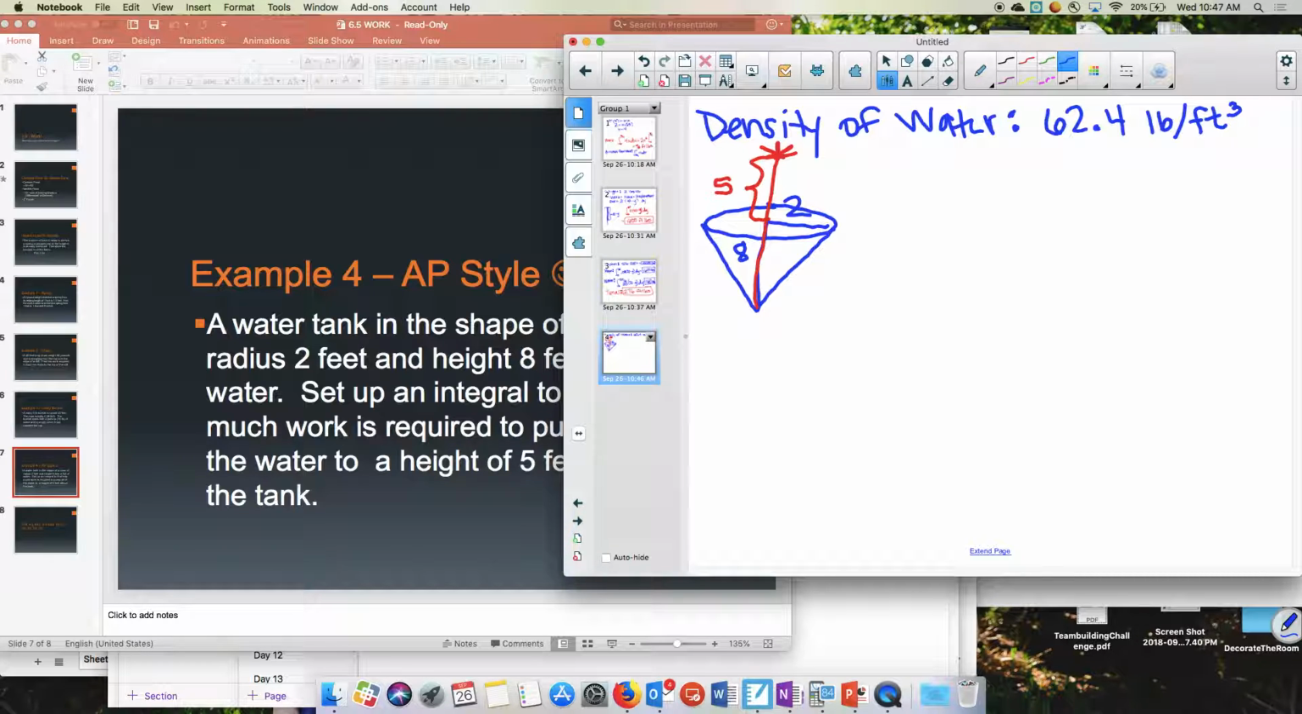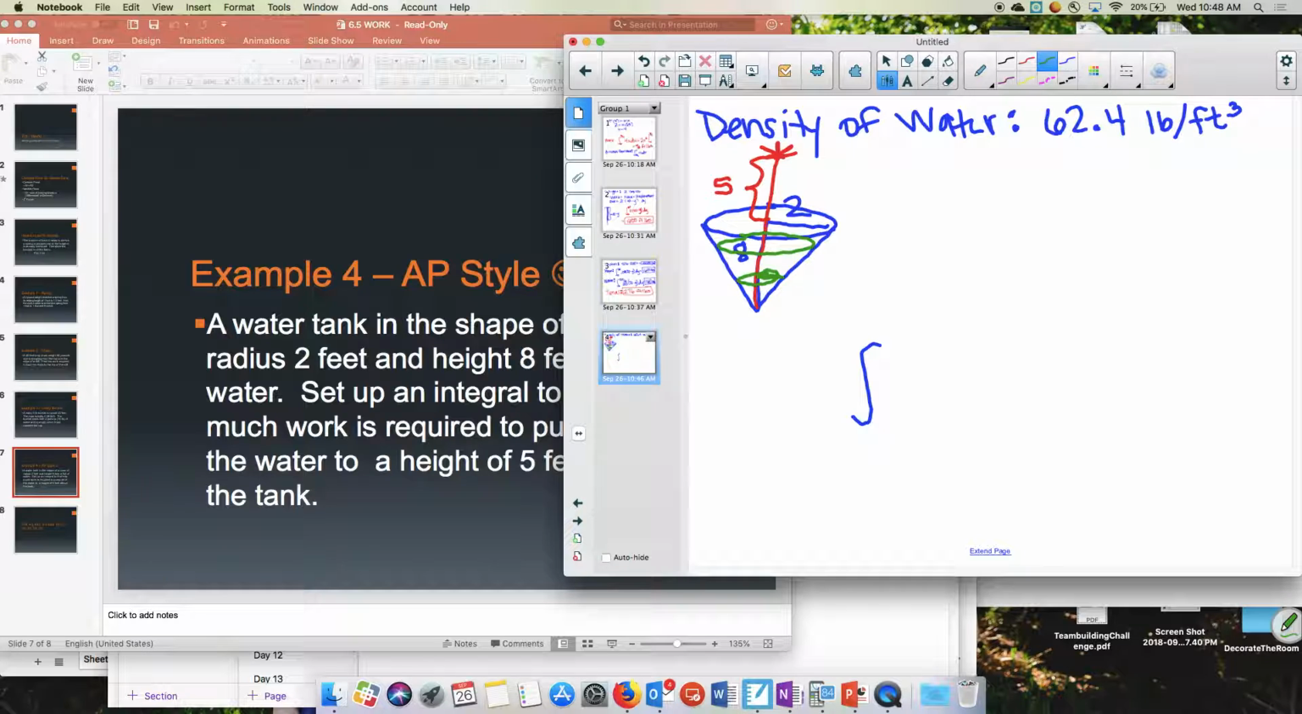All right. So when we set up our integral, we need to imagine discs of water that we are lifting up. Why do I say that? Well, a disc of water here is going to be different than a disc of water here, right? That's our varying force. So let's think about how we find the area of a circle. Pi r squared. The radius.